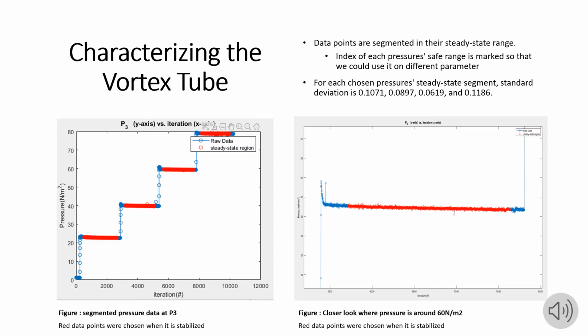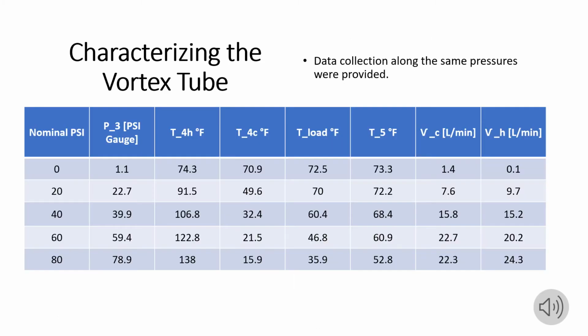Those datasets have standard deviations of 0.1071, 0.0897, 0.0619, and 0.1186 accordingly. Along the steady-state region segment in the different pressures, different types of measurements are shown in this table. The units for pressure, temperature, and flow rate are psi, Fahrenheit, and liters per minute accordingly. The first column of this table is the nominal input pressure, which is supposed to share the same value as the pressure at location 3.